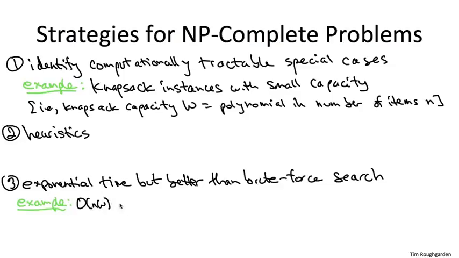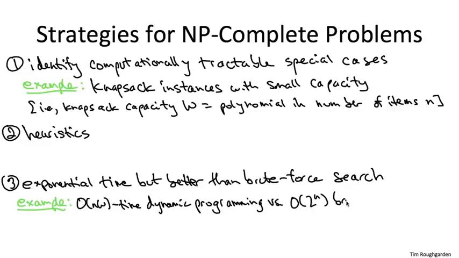Naive brute force search, enumerating over all possible subsets of items, is going to take time proportional to 2 to the n, where n is the number of items. The dynamic programming algorithm takes time proportional to n, the number of items, times capital W, the knapsack capacity. For most problems of interest, this dynamic programming solution, albeit exponential for reasons we've discussed in the past, will be a significant improvement over naive brute force search.